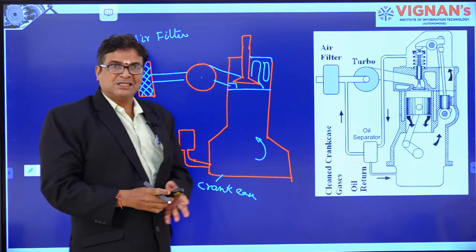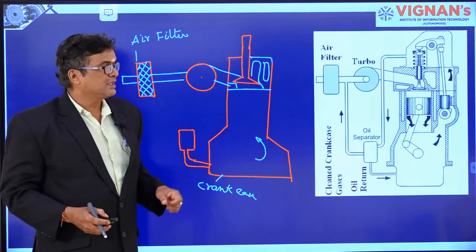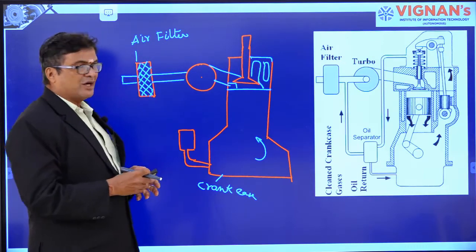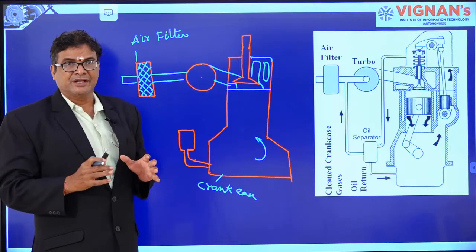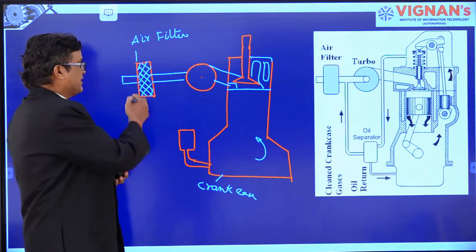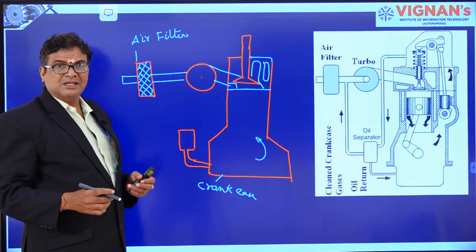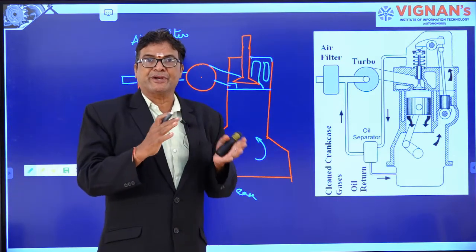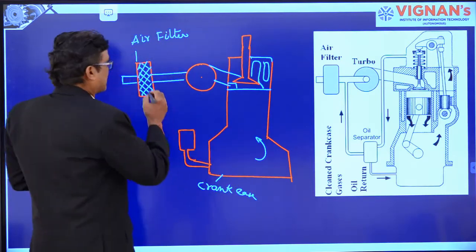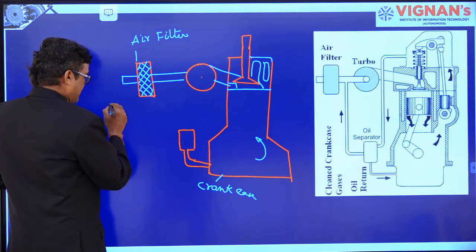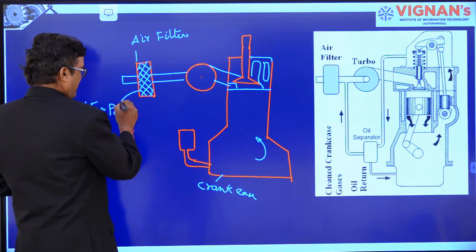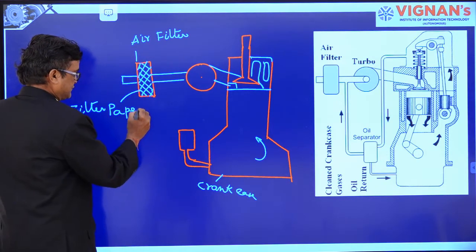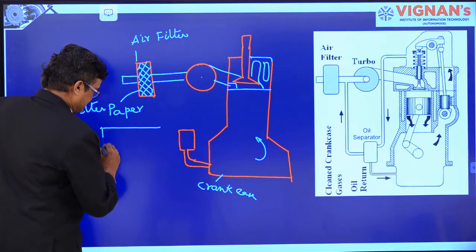So for ventilation, the crankcase needs air. This air filter filters the impurities present in the air. It has a filtering element here, which is made of paper having some corrugations or small holes. That is called filter paper. It is like this.